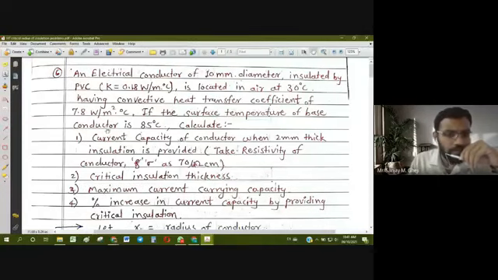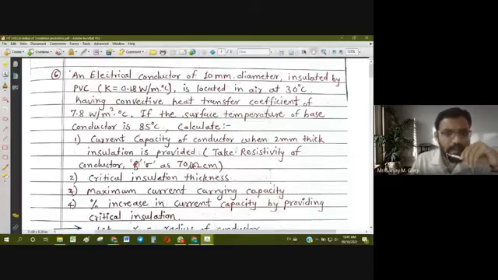Then we have to calculate, number one, the current capacity of the conductor when 2 mm thick insulation is provided. In brackets, it is given to take the resistivity of the conductor, sigma, as 70 micro ohm centimeter. Number two, critical insulation thickness. Number three, maximum current carrying capacity, and number four, percentage increase in current capacity by providing critical insulation. So this is quite a big problem, because four different values or parameters we have to find out.